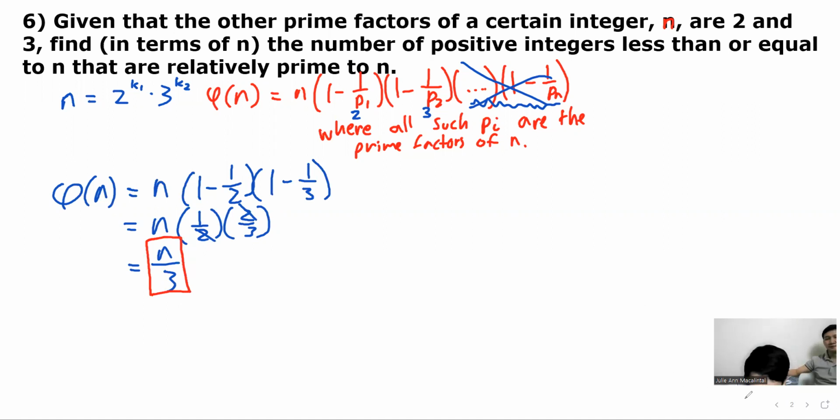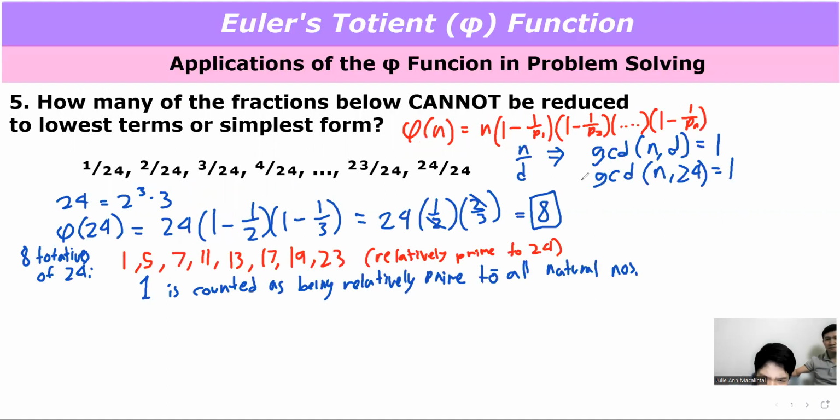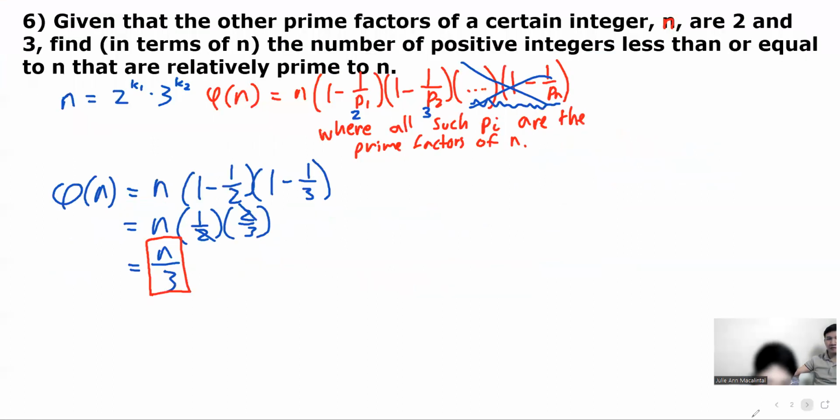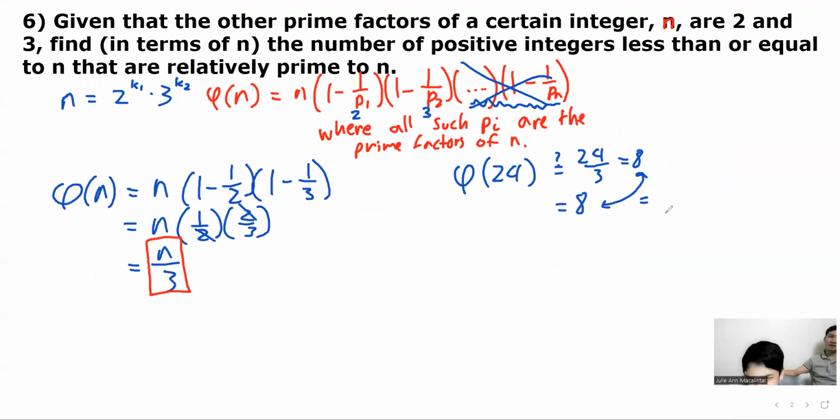That's correct. So actually, we have an example already of that. The number 24 itself has only 2 and 3 as prime factors, and then guess what the totient function of 24 is? That's 24 over 3, or 8. So we have proof there. The totient function of 24 is n over 3, 24 over 3, which is 8. See, they're the same. You connected number 6 to number 5.